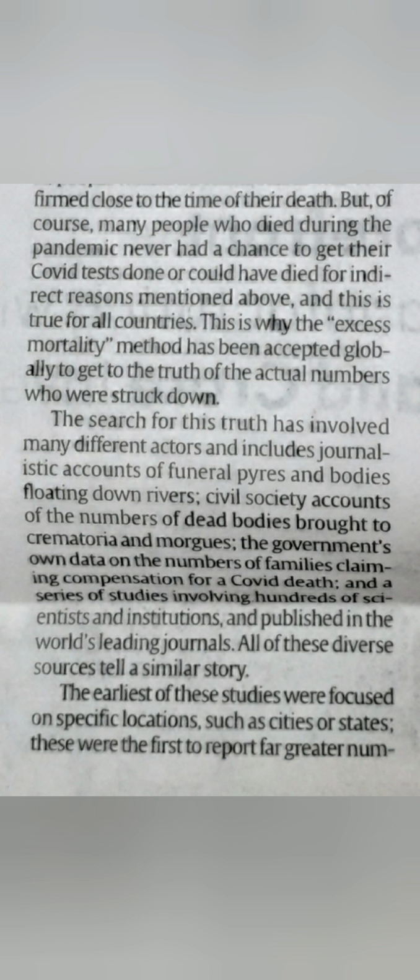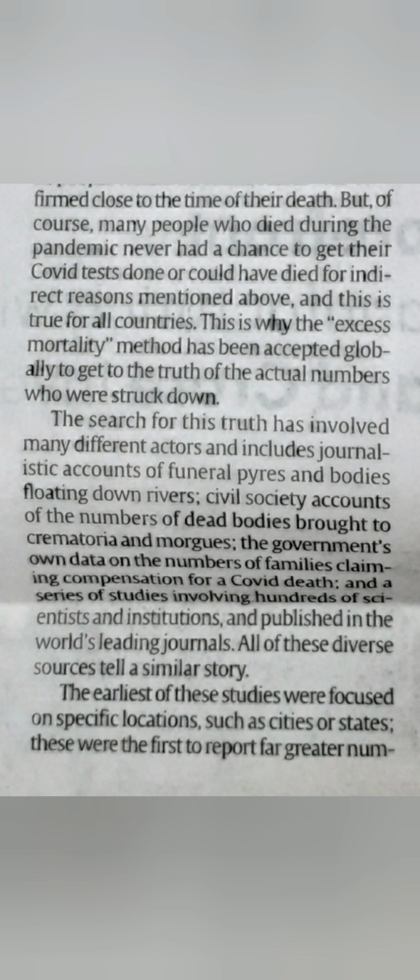But of course, many people who died during the pandemic never had a chance to get their COVID tests done or could have died for indirect reasons mentioned above, and this is true for all countries. This is why the excess mortality method has been accepted globally to get to the truth of the actual numbers who were struck down.